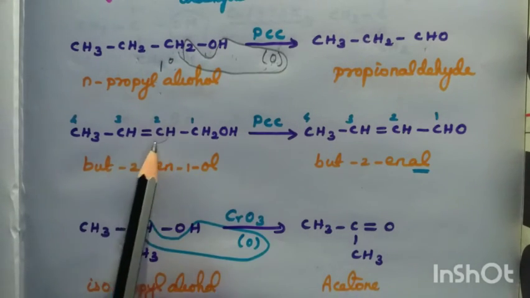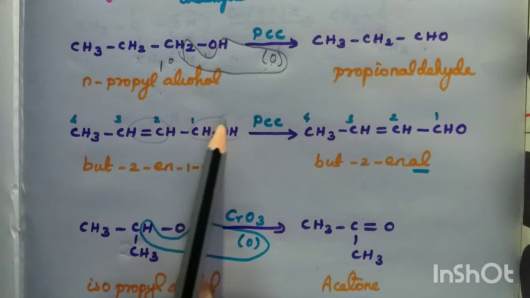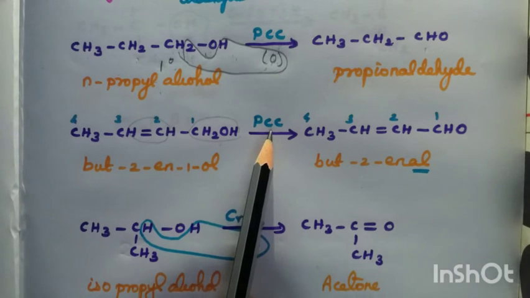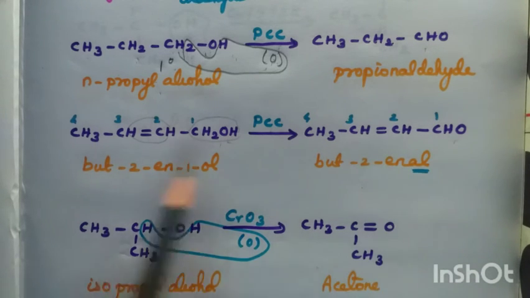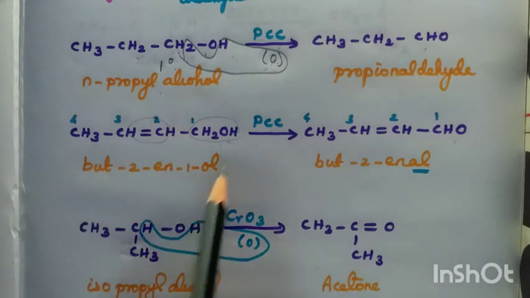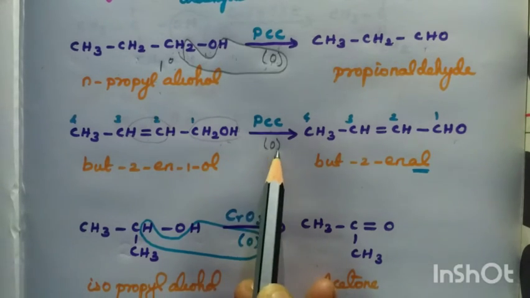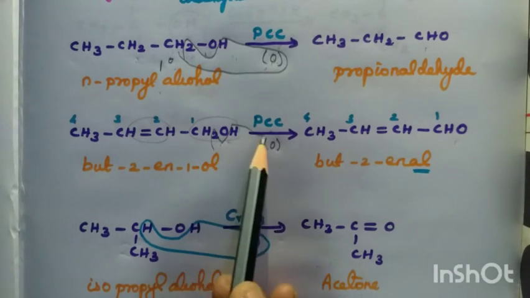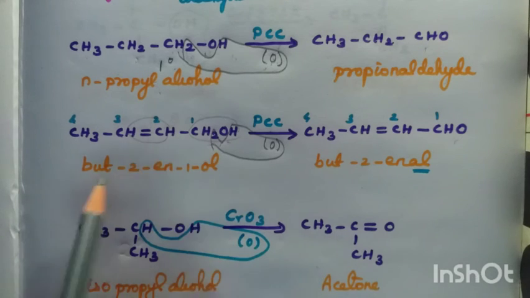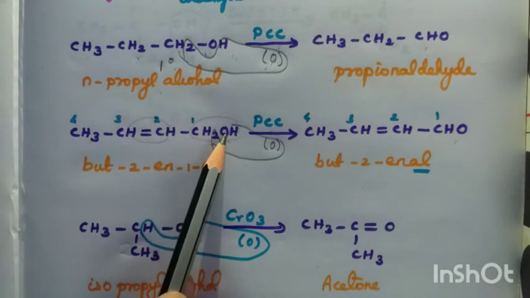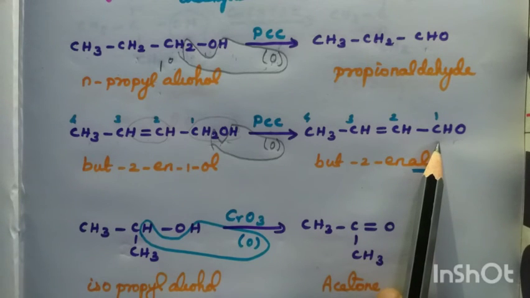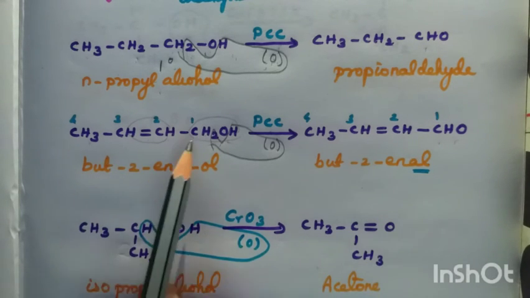Now, we have a double bond as well as a primary alcohol. PCC oxidizes only the primary alcohol to aldehyde. So how does this reaction go? Same oxidation process, addition of oxygen, removal of hydrogen. So H2O goes out and we get CH3CH=CH-CHO. What is the name?